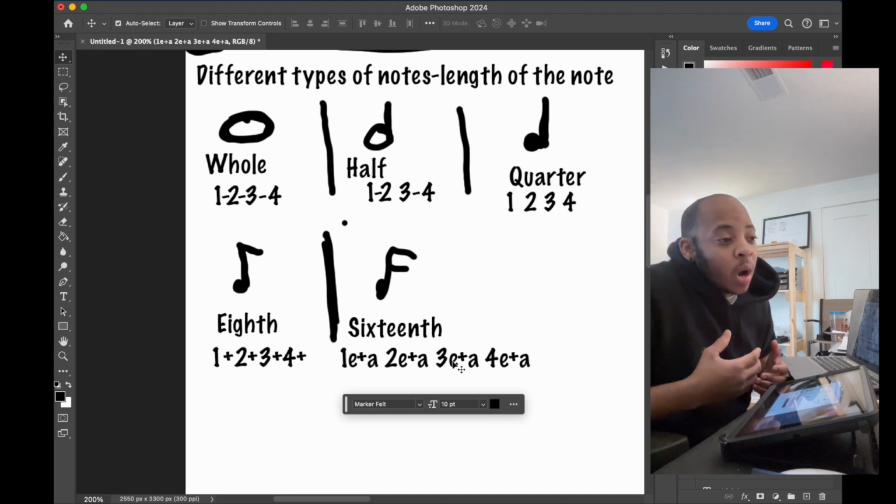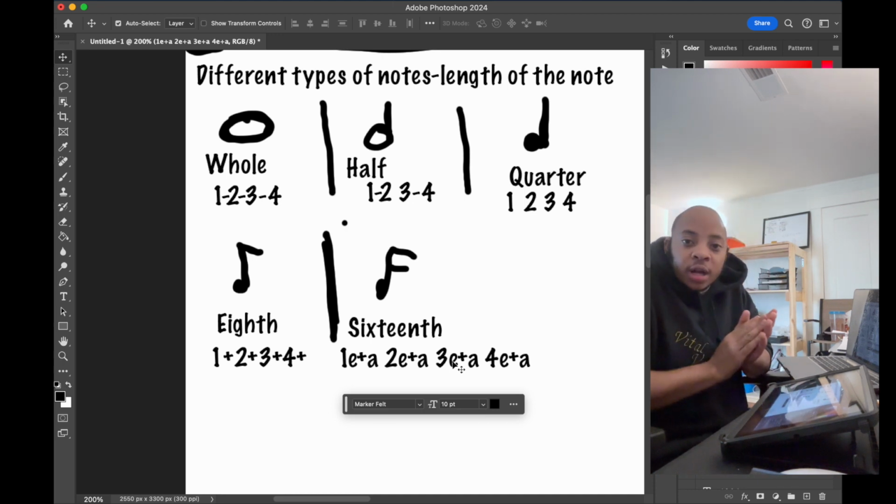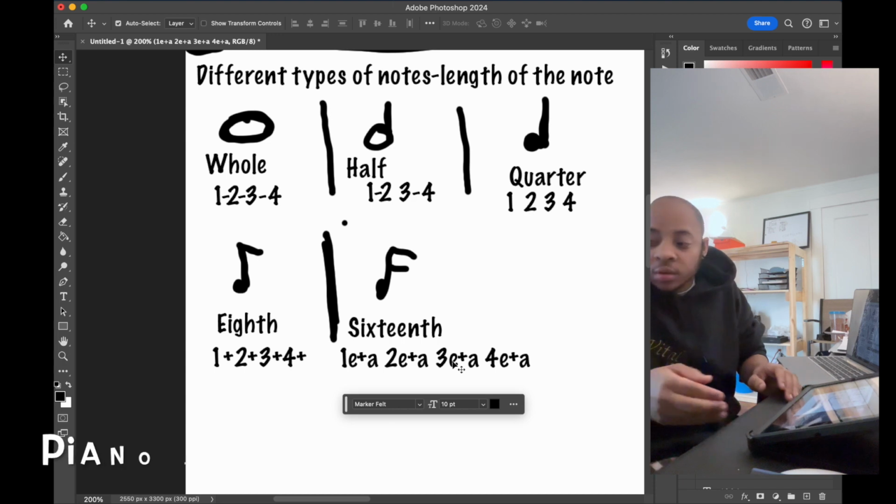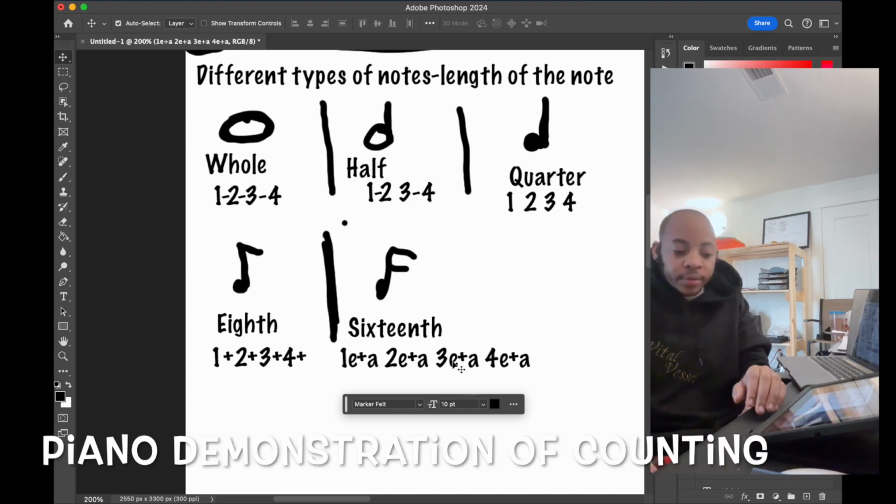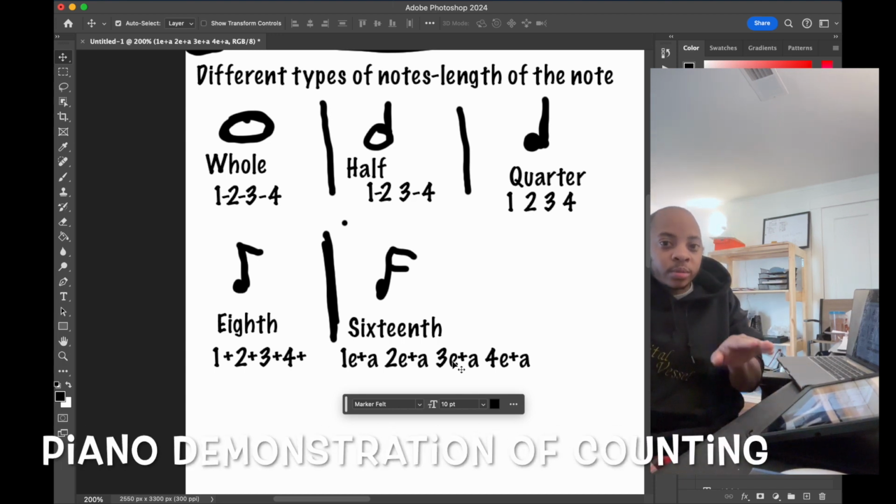Now, I want to do the counting. I want to show you a demonstration on the piano. So we have the rhythm, three, four. For a whole note, we'll do.